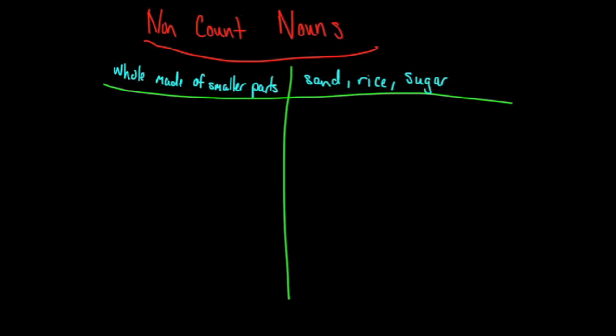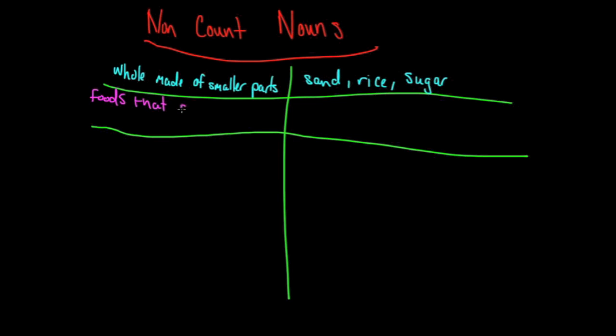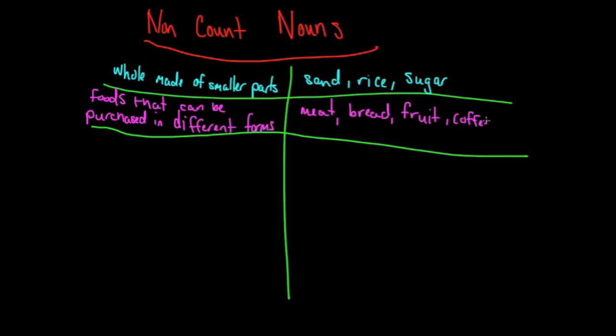The next category that we're going to take a look at is foods that can be purchased in different forms. Foods that can be purchased in different forms, like meat, bread, fruit, coffee, milk. So we could say like a kilo of bread, or a kilo of meat, a loaf of bread. So there's different ways we can purchase these. So that's our second category.